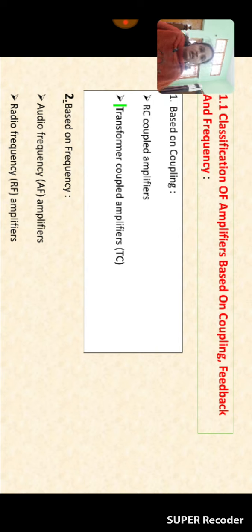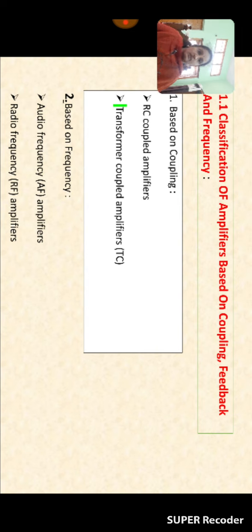The amplifiers are the devices used to do the process of amplification. What is meant by amplification? The property of increasing the strength of a weak signal is called amplification. The device which uses the property of amplification is called an amplifier. Simply, an amplifier is a device used to increase the strength of a weak signal.